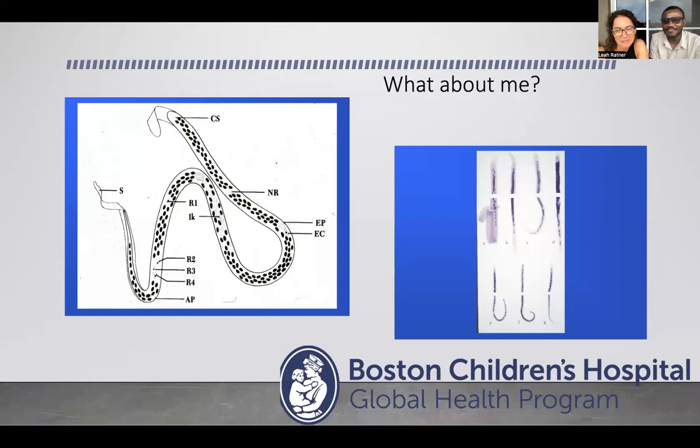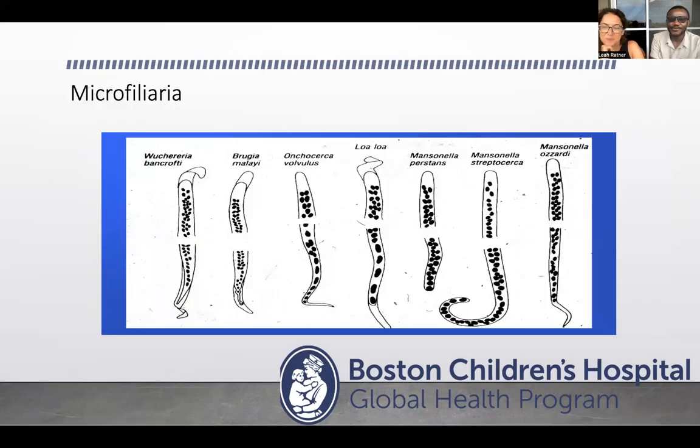I'll give a little pause. We are going to go into our filarial worms, consisting of the Wuchereria bancrofti, Brugia malayi, Onchocerca volvulus, Loa loa, and the Mansonella.